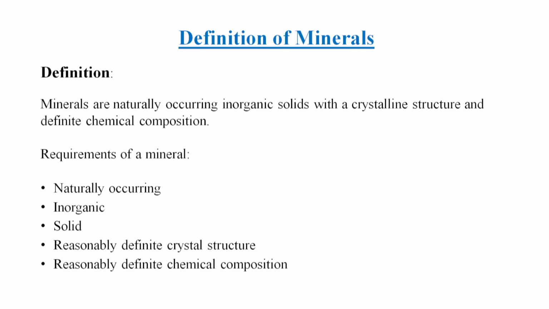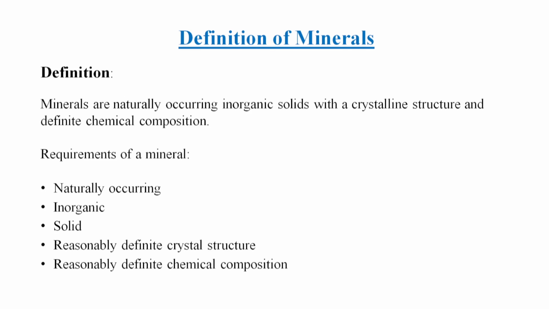So the first criterion is that it should always be naturally occurring. Then it should have been developed through inorganic processes, generally speaking, and it is definitely a solid substance, and it should have a reasonably definite crystal structure as well as reasonably definite chemical composition. So again you can see this chemical composition, whatever elements are forming some compounds that will define a mineral, it should have a specific chemical composition, and likewise we will be talking about different crystal structures as well in a bit.